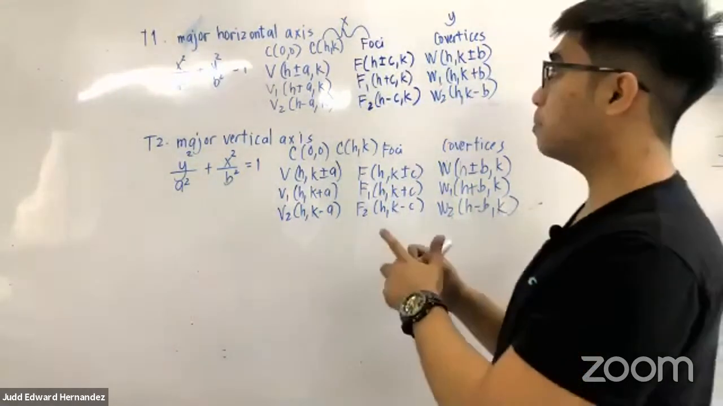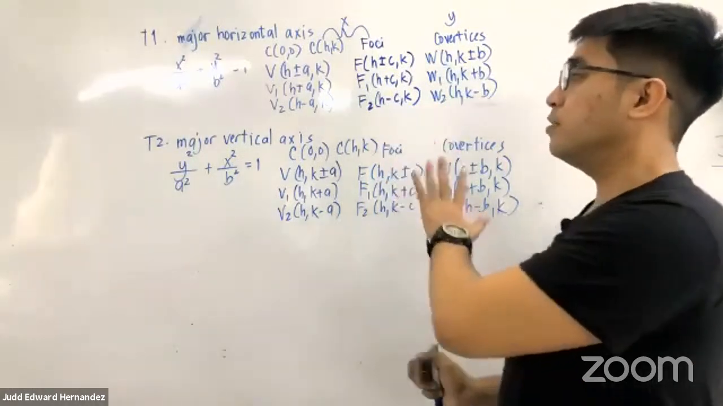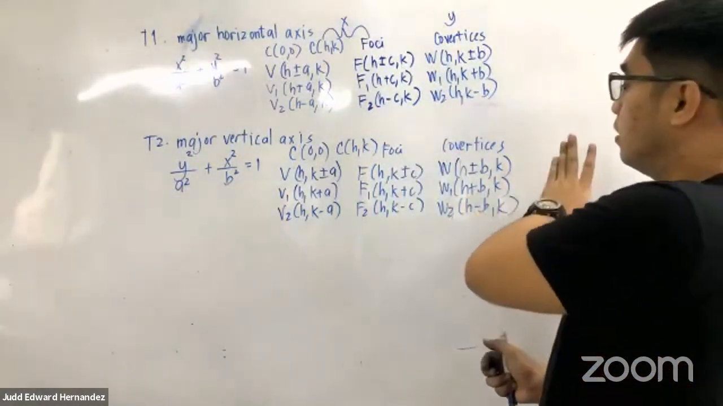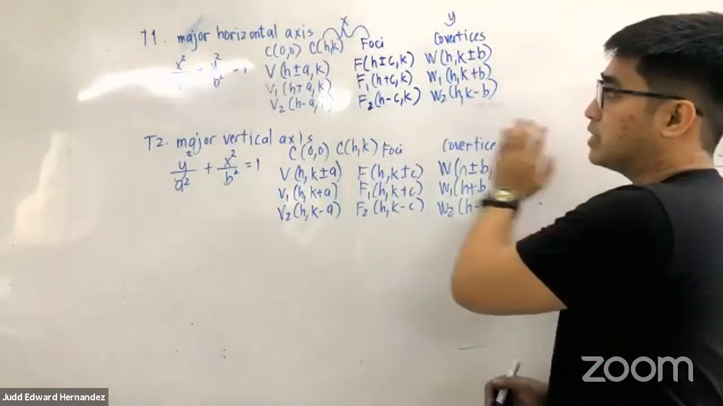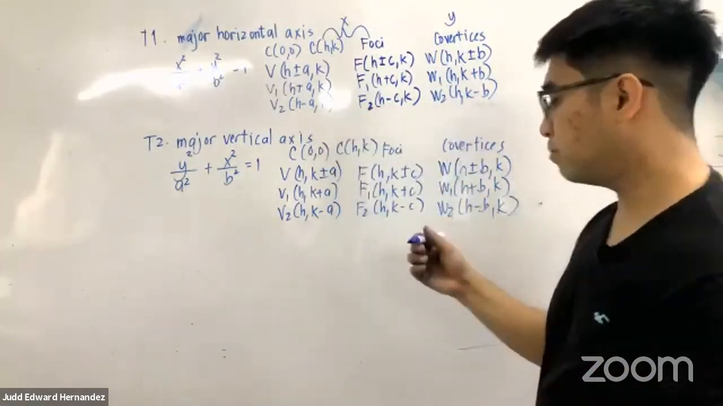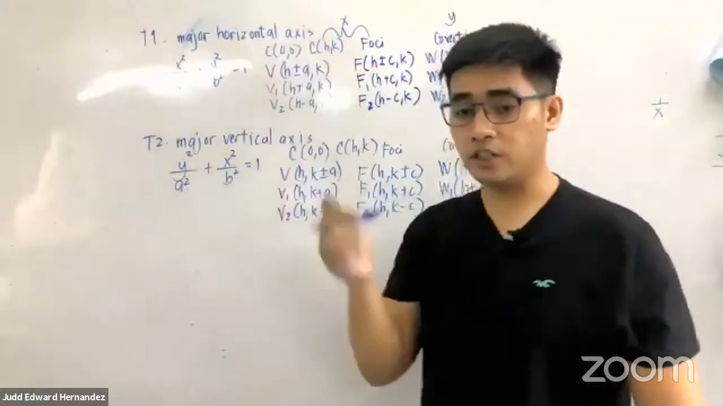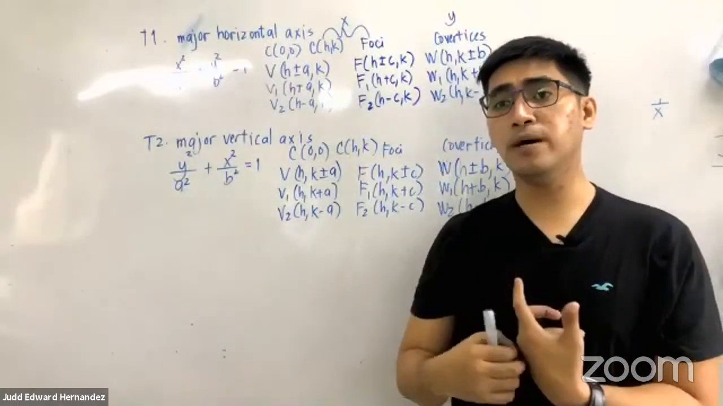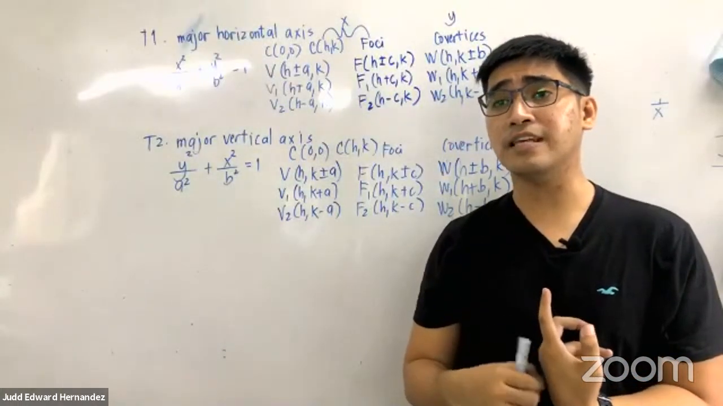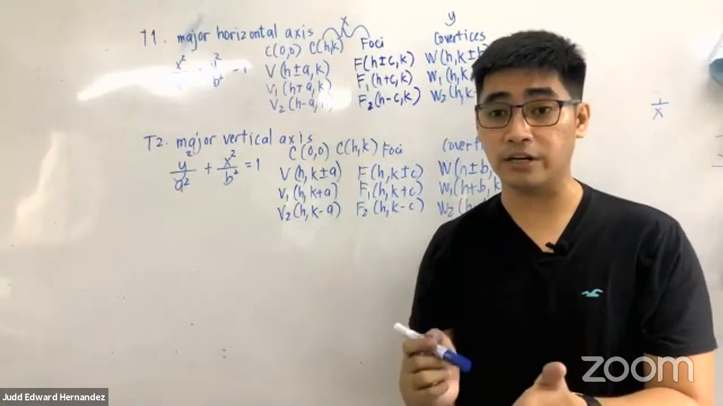So these are the points of the ellipse. So yan, si V, si F, saka si W. Yan yung mahalaga. Okay, this is for the center located at the origin. Sir, ano naman po ngayon yung magiging standard equation if the center is not anymore located at the origin?